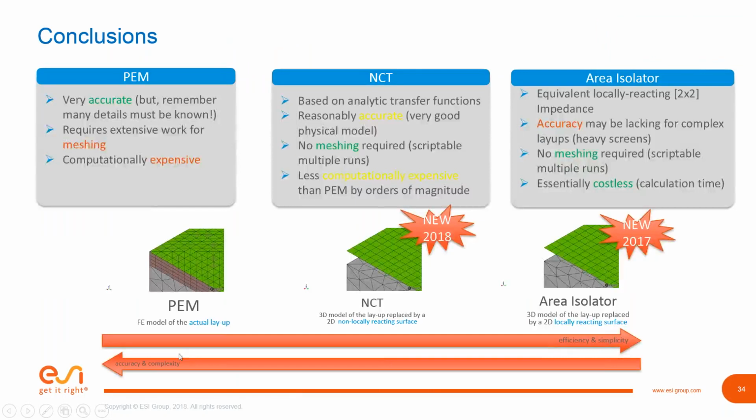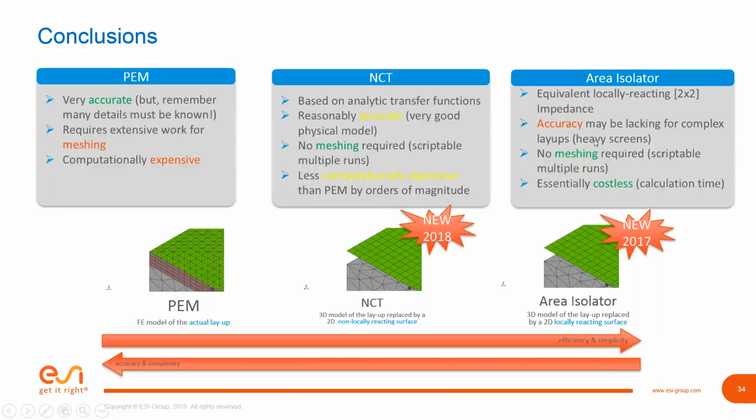So here's how the portfolio lines up. Most accurate and complex is still poroelastic material, most accurate, but a lot of meshing work and a lot of computation time. The 2x2 locally reacting doesn't require meshing. It's really fast, essentially costless as a developer. I can agree with that.